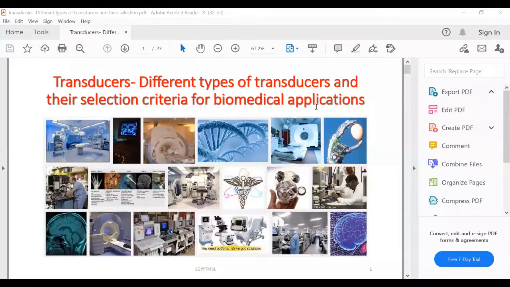Today I would like to discuss transducers. Different transducers are available, and those are used for biomedical applications. What kind of transducers can be used to measure the different physiological parameters or the biological signals? I would like to discuss these things. Okay, so move on to the next slide.